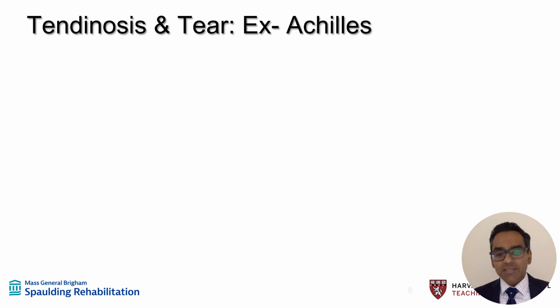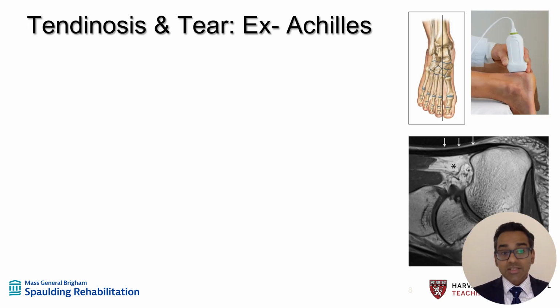When we talk less about tenosynovitis, but instead we're talking more about degenerative tear, like tendinosis or partial tears, one of the most common examples we think of is the Achilles tendon. When you look for the Achilles tendon, usually the patient will be lying prone. You will be using a nice in-plane transducer angle looking along the long axis of the Achilles tendon.